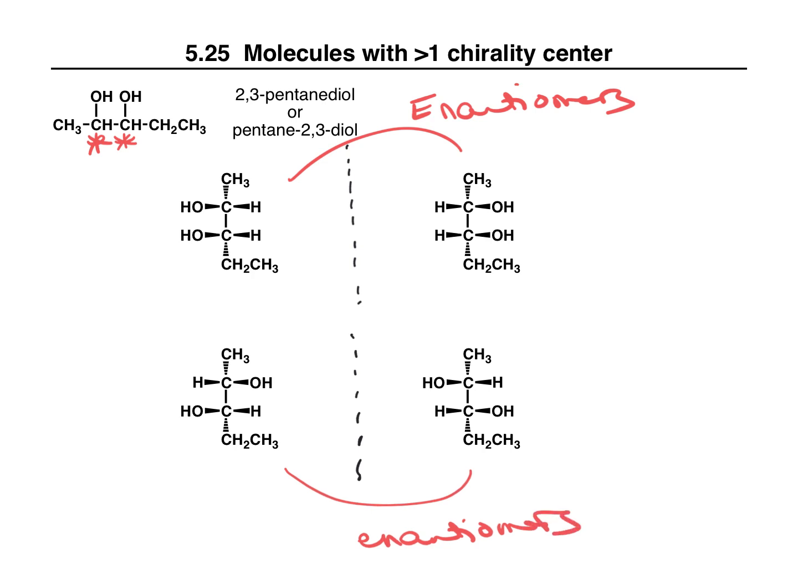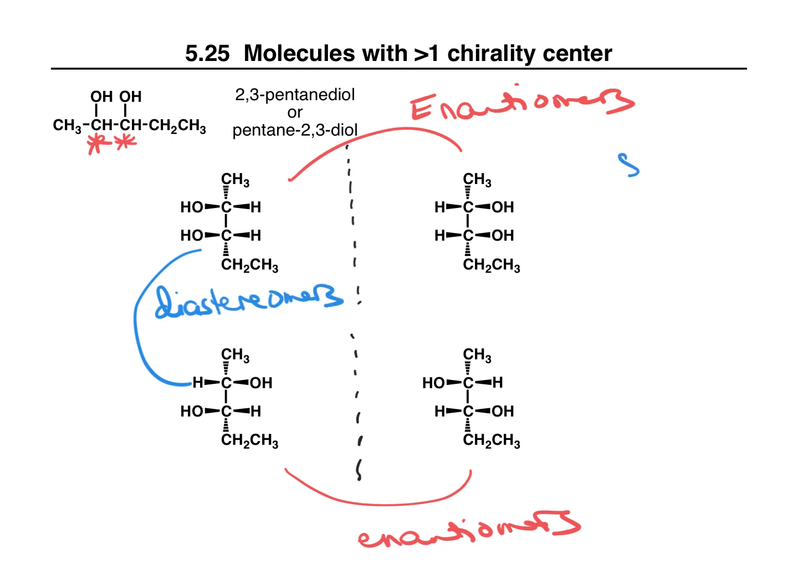What if we compare this compound to this compound? They're different compounds because this carbon has the OH to the left, this carbon has the OH to the right. But no matter which way you turn them or line them up, they are not mirror images of each other. So what we have here is a pair of diastereomers.